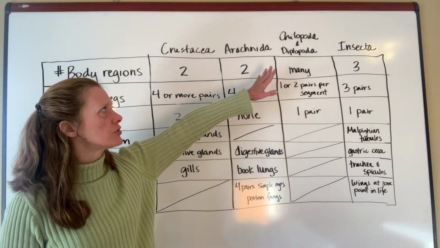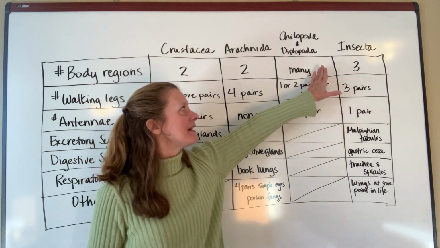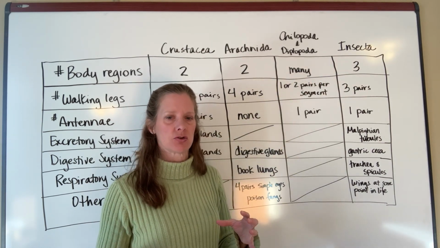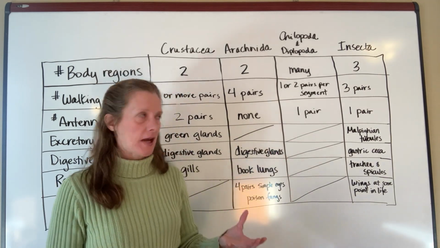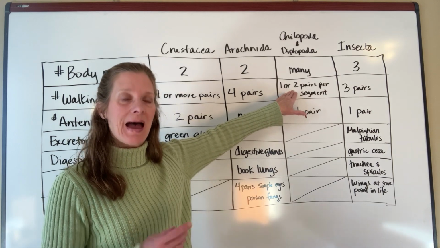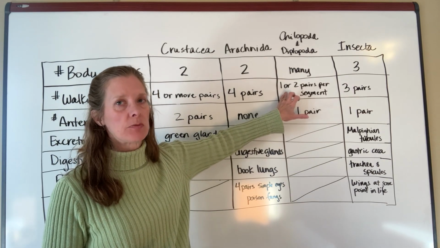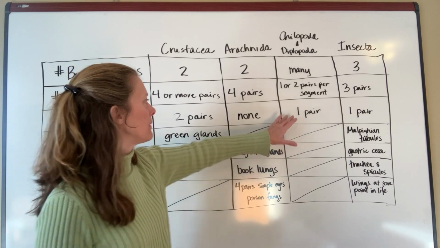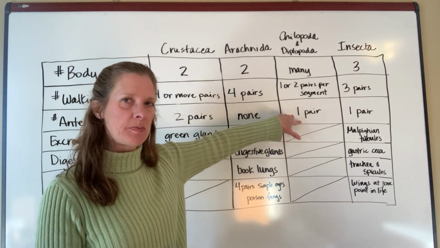Okay, then when you get into your chilopods and diplopods, your centipedes and your millipedes, they have many, many segments. And if you've ever seen these creatures, they can have lots of segments to them. And every segment that they have has legs on it. Now your centipedes are just going to have 1 pair of legs per segment, where your millipedes are going to have 2 pairs of legs per segment.